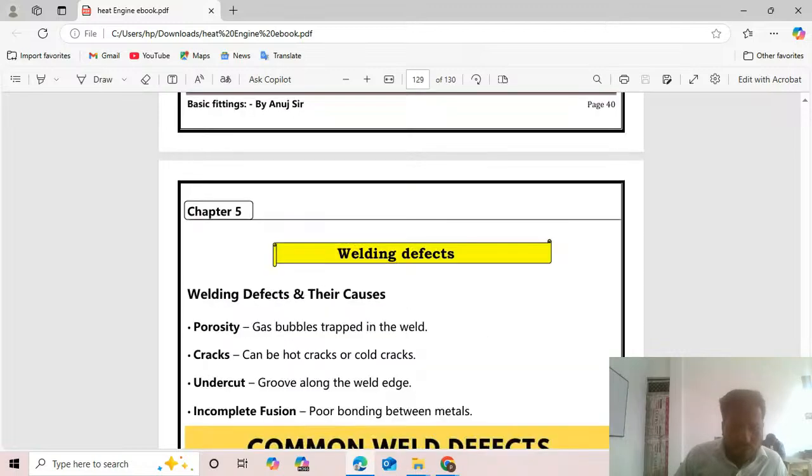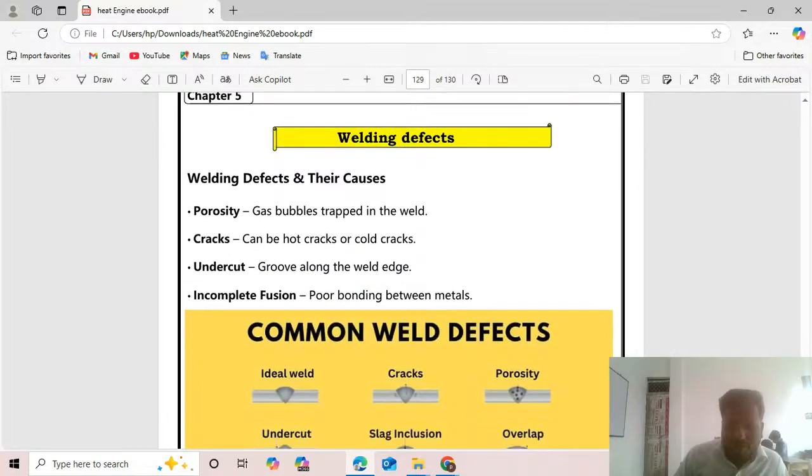Tomorrow we will see friction welding and some welding defects, and after that we will see the basic fitting.